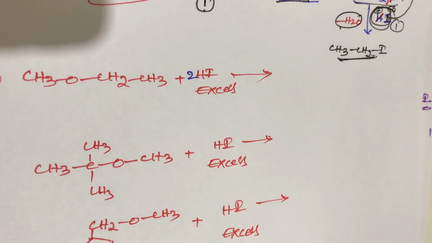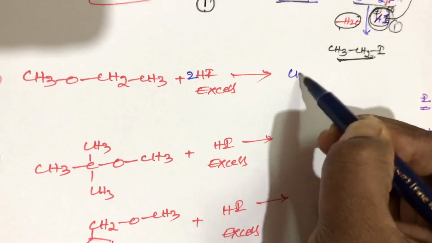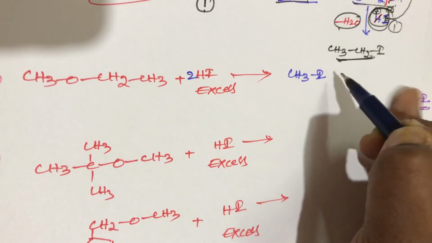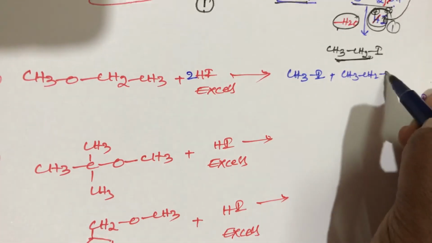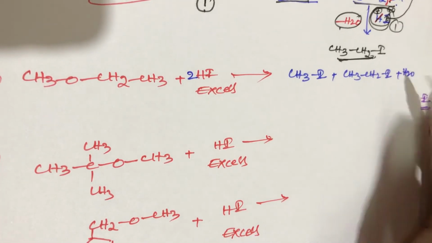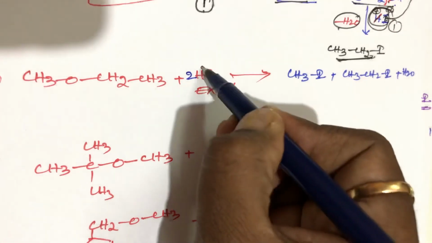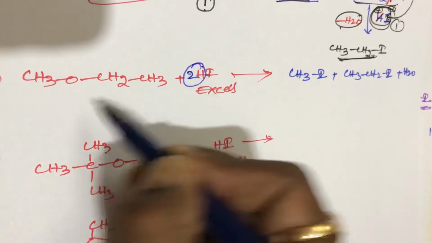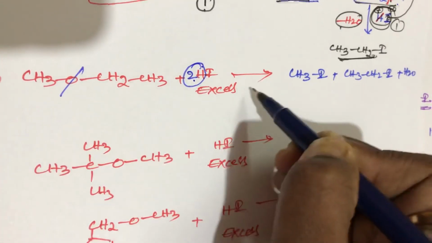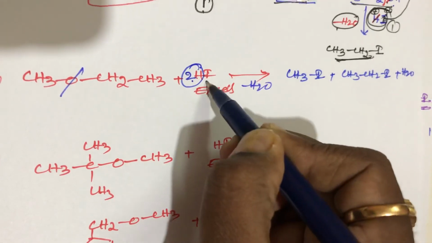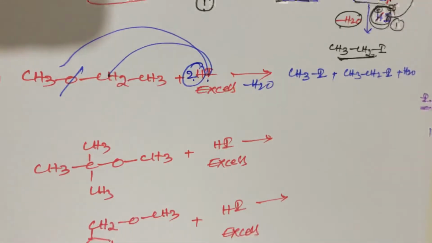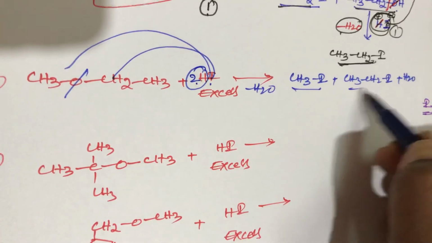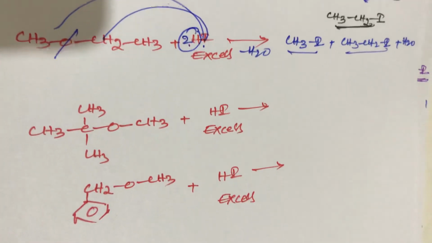So what happens is one is methyl iodide will be formed and another one is ethyl iodide will be formed, plus water. Simple trick here: two hydrogens from here, one oxygen from here, water is eliminated, the remaining two iodines are left. One iodine will attack this carbon, one iodine will attack this compound. So we get one ethyl iodide and another methyl iodide.